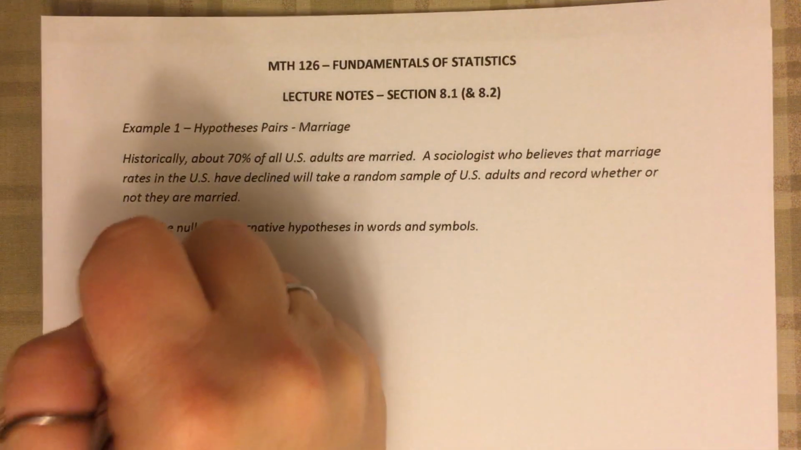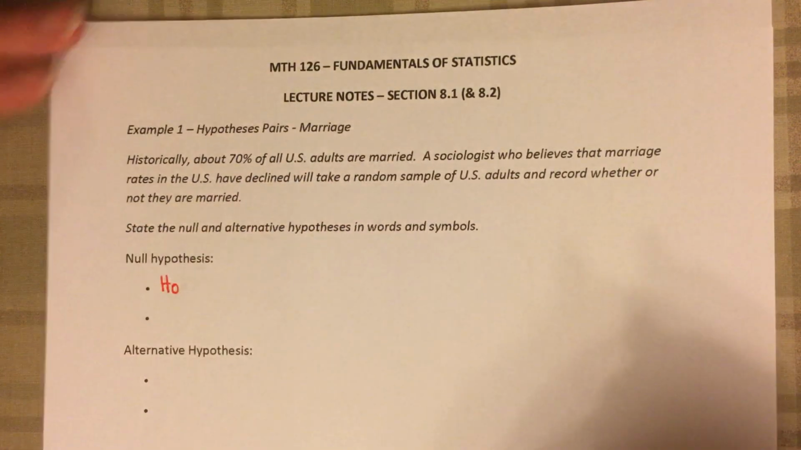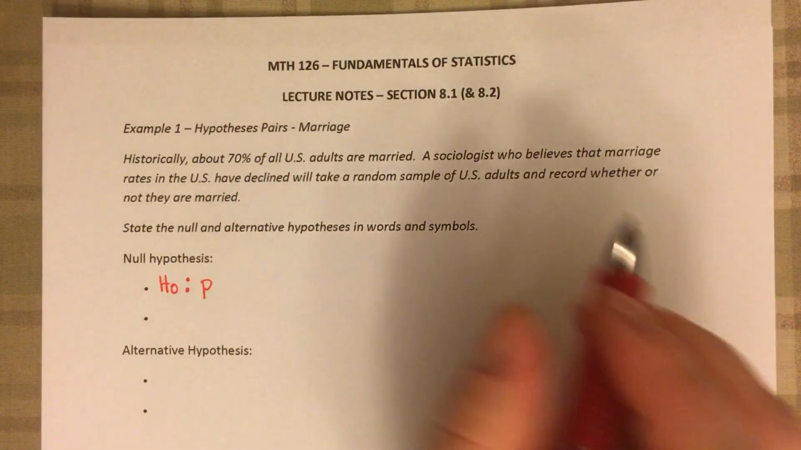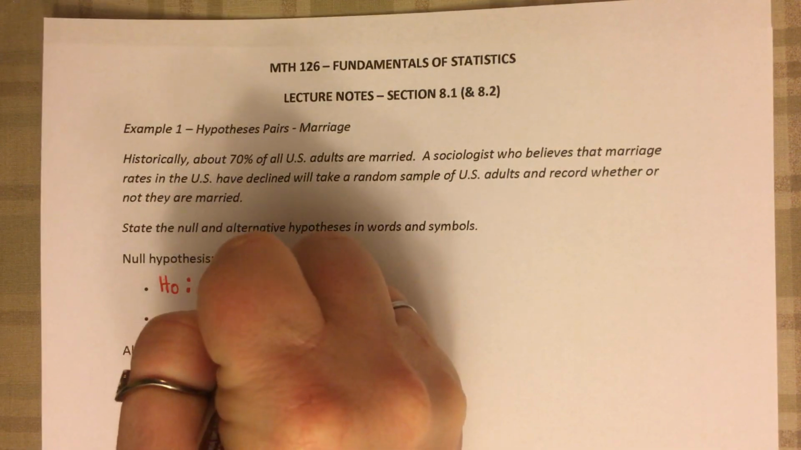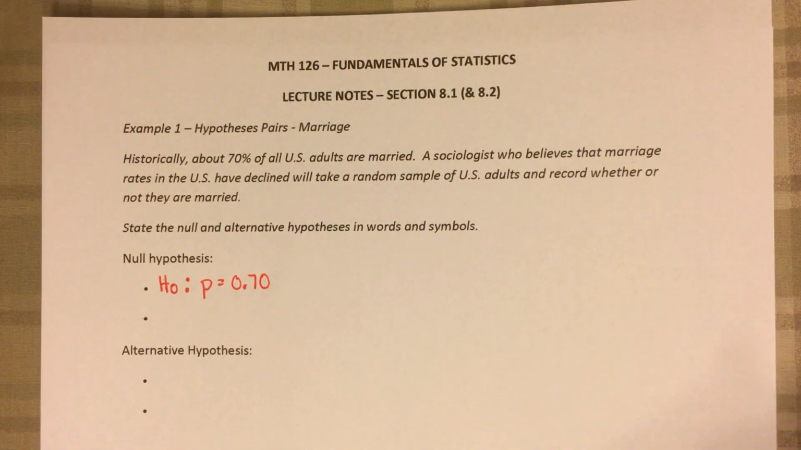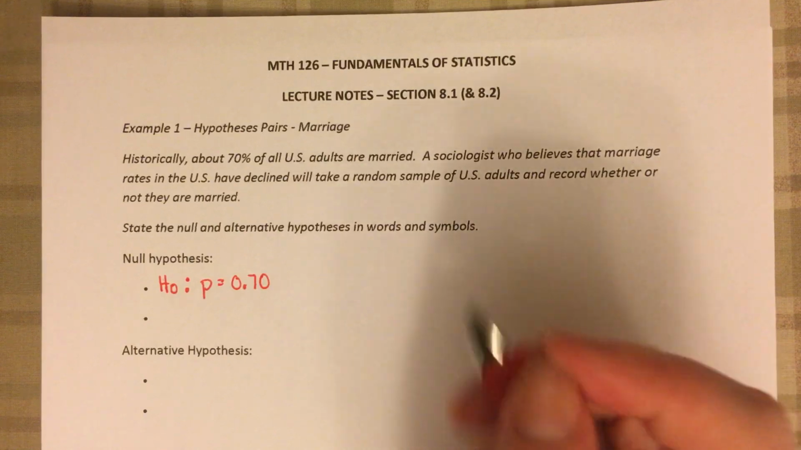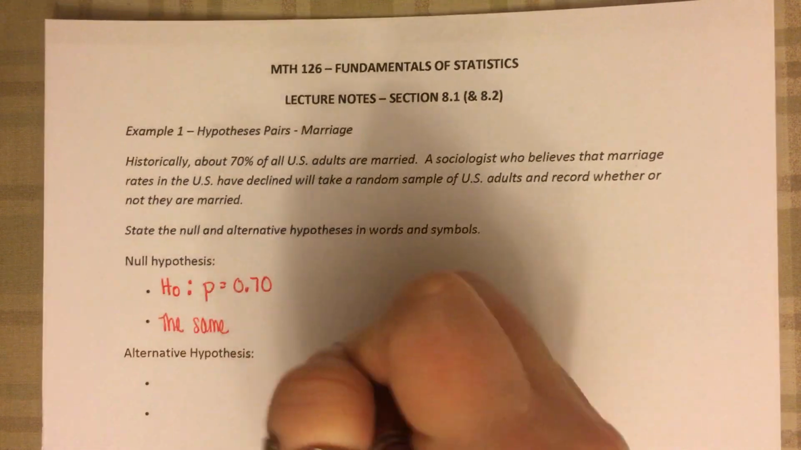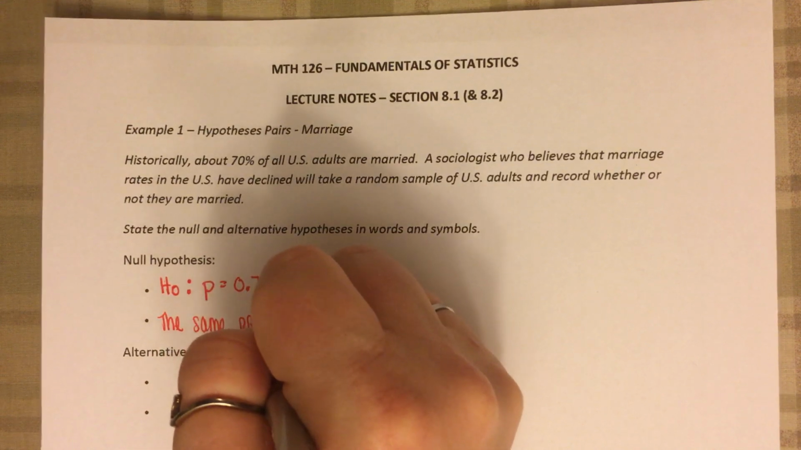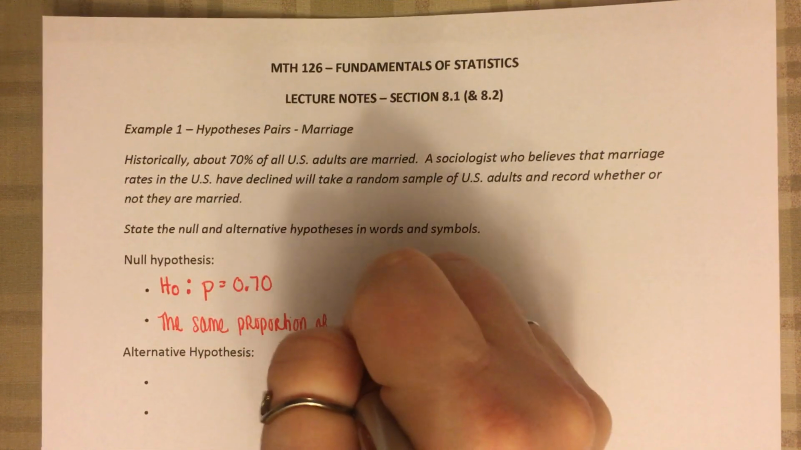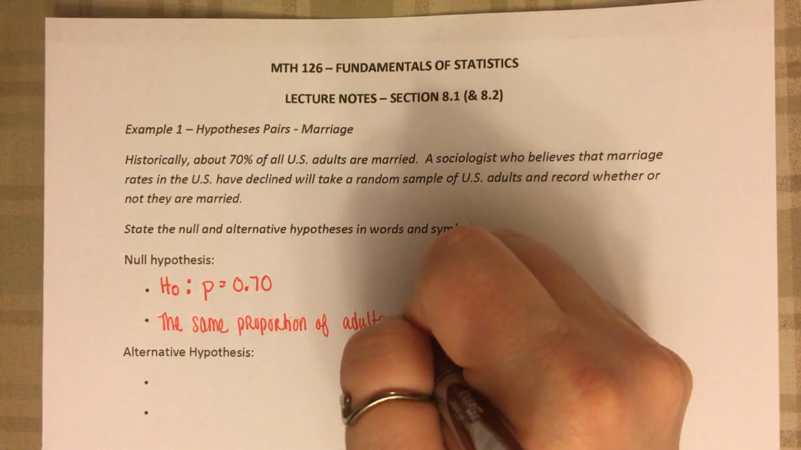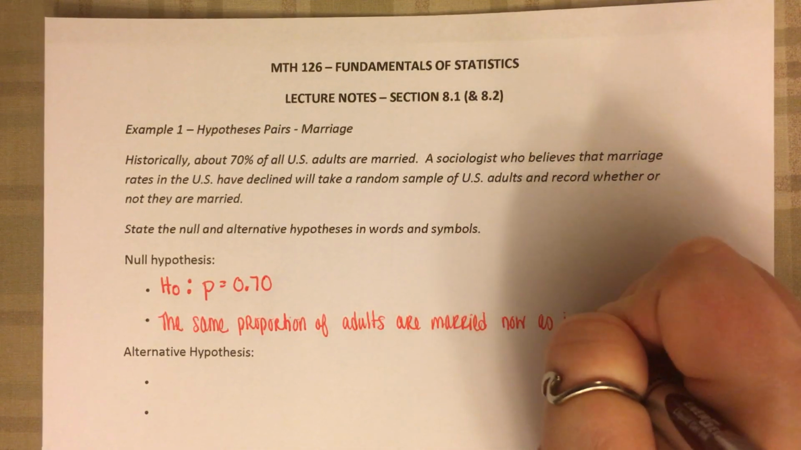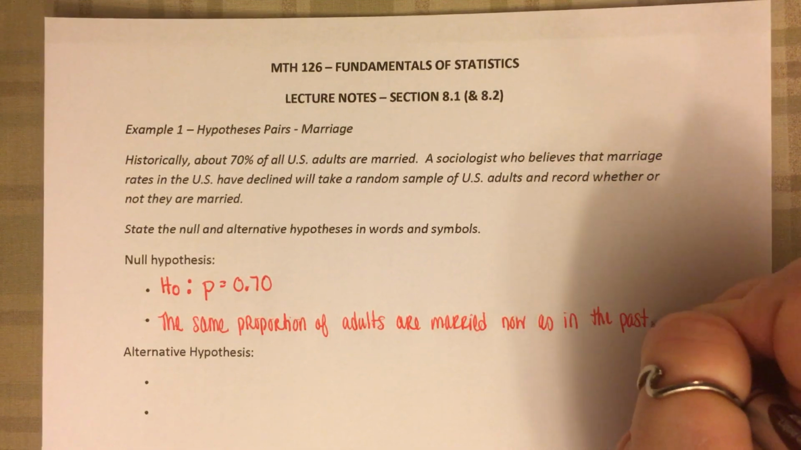All right, so our null hypothesis. We're always going to use H sub 0 for our null hypothesis. And our null hypothesis is going to be that P, our proportion for our population, is equal to 0.70. So we're going to put the number from our historical information in there. Right? Our null hypothesis, meaning that these are equal, if we translate that into English, we're going to say the same proportion of adults are married now as in the past.